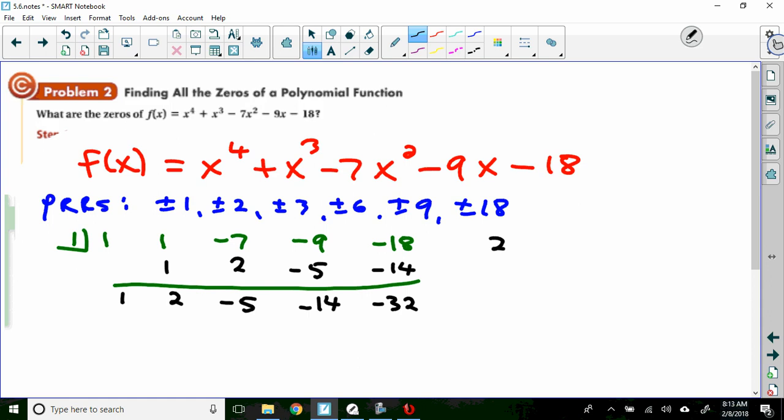So let's try 2. 1, 1, -7, -9, -18. Here we go. One thing about these also, don't be quick to erase, because maybe you just made a simple error on one of your things. I see a lot of people, they'll erase their paper and or hand in a paper with no work shown. I want to see the work. I want to see all these.